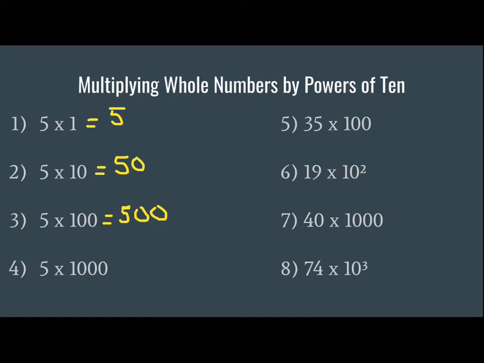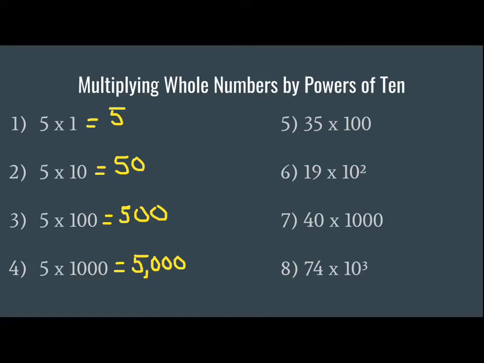Number 4, 5 times 1,000. Basic fact, 5 times 1. Easy peasy is 5. And we have our 3 zeros we need to put into our problem. And we have 5,000. Now I'm going to line these numbers up to the right by their place value.